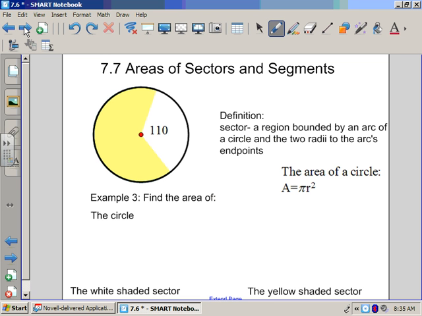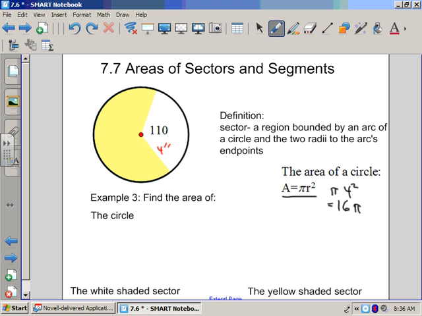All right, a sector is a region bounded by an arc of a circle and the 2 radii to the arc's endpoints. Basically, I have 2 sectors of this circle. I have the yellow sector and I have the white sector. And I want to find, first of all, what is the area of this circle? Well, I'm going to have to come up with something here. I probably should have put the 4 inches again, so we actually could come up with an area. What's the formula for the area of a circle? It's pi r squared. So in this particular case, the area is going to be pi times 4 squared, which is 16 pi.